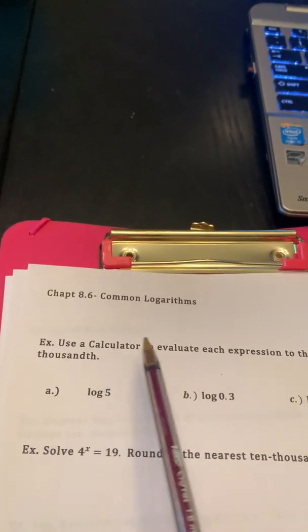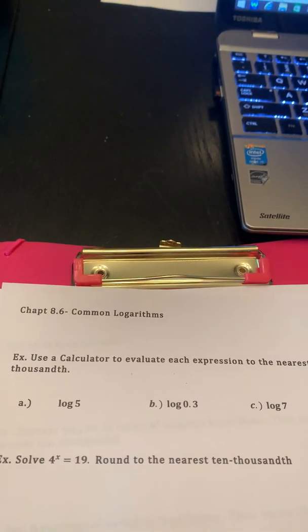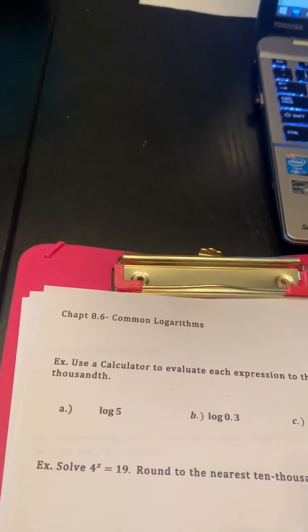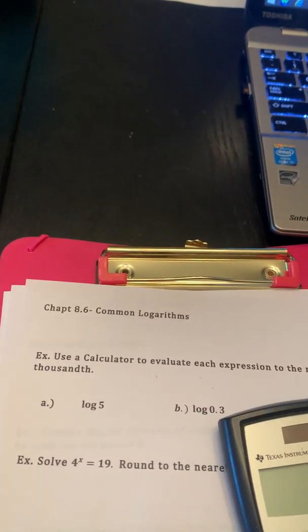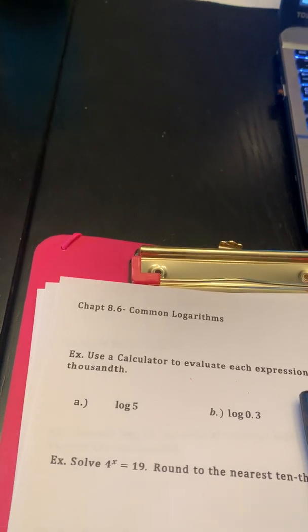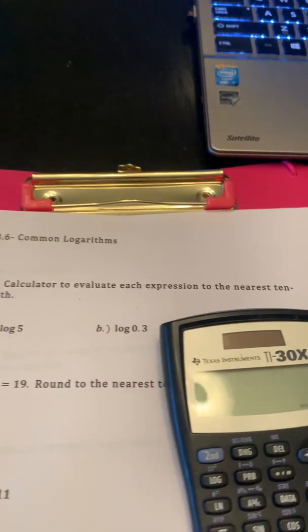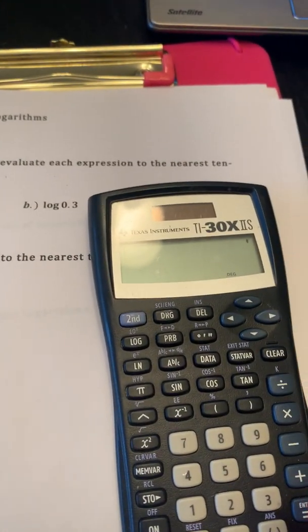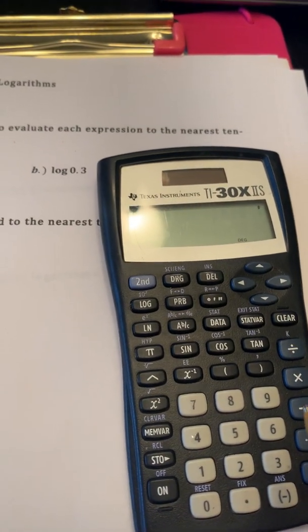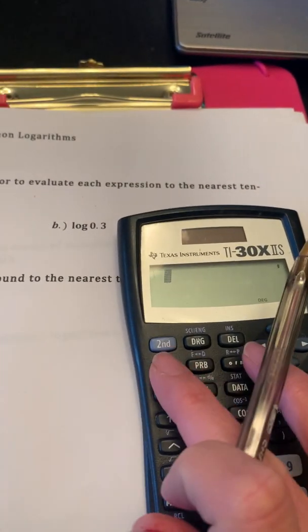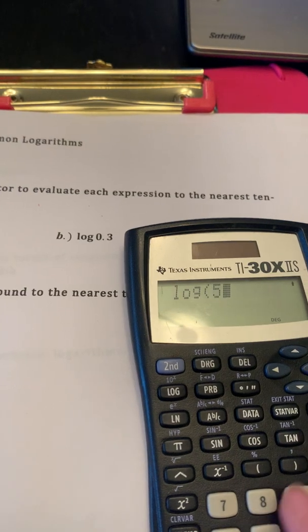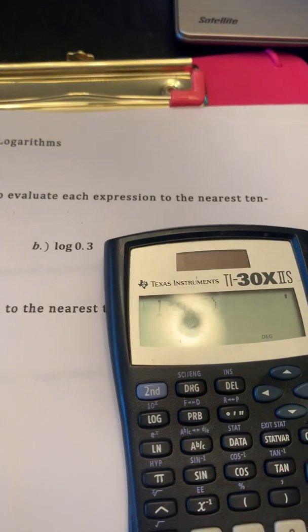It says, use a calculator to evaluate each expression to the nearest 10 thousandths. 10 thousandths is the fourth number past the decimal. Okay, so this first one says log of 5. So you're going to get your calculator and you're going to find the log button. Log is right here, so I'm going to push log of 5. Okay, and I'm going to push enter.